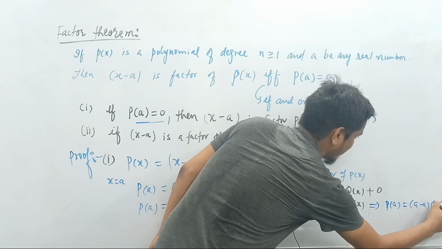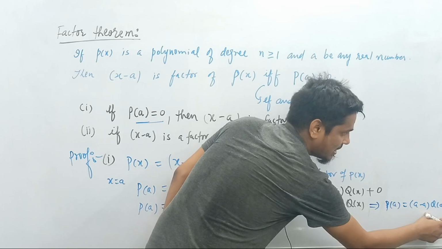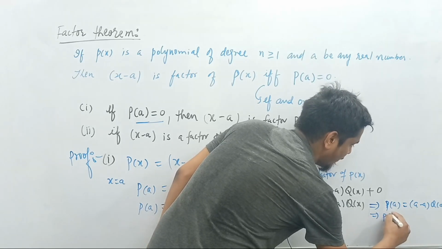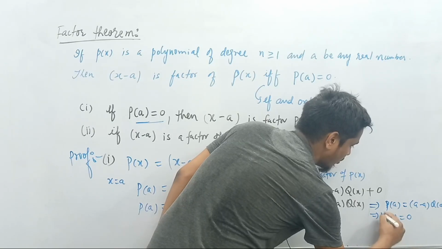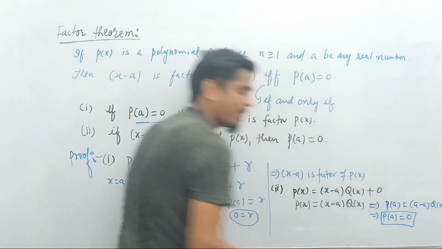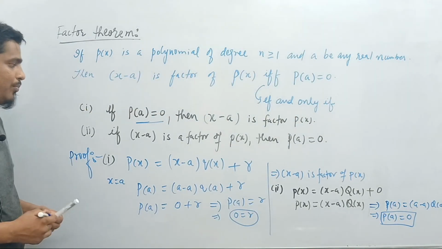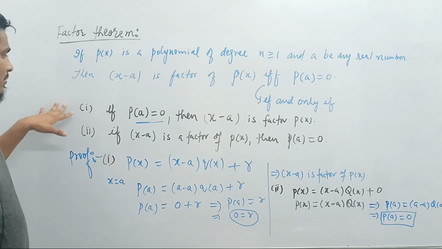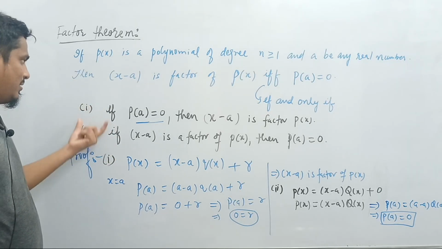minus a times Q(a), and a minus a is 0. 0 times anything is again 0. It means P(a) is equal to 0, and we are done. Right, so this is the proof of the factor theorem, which has two results, an if and only if condition.